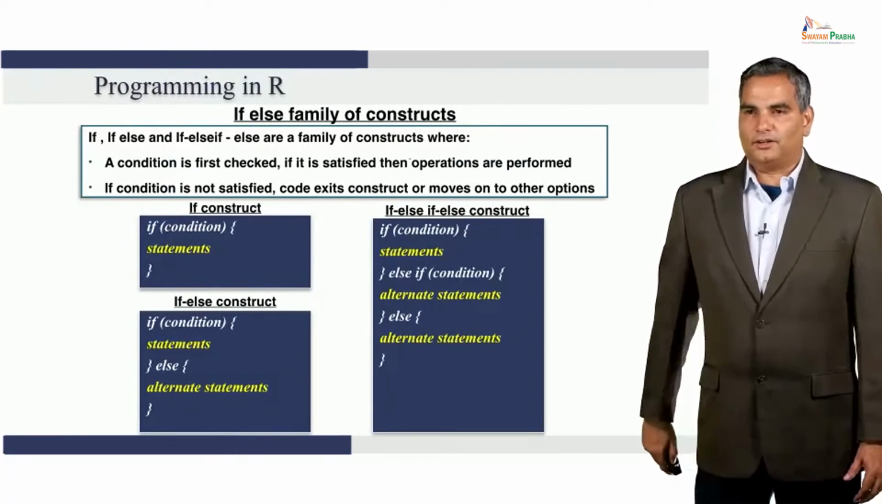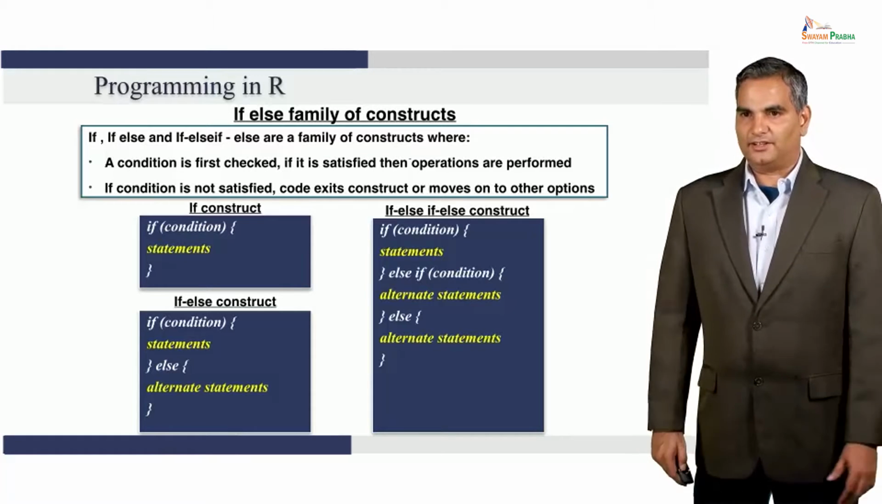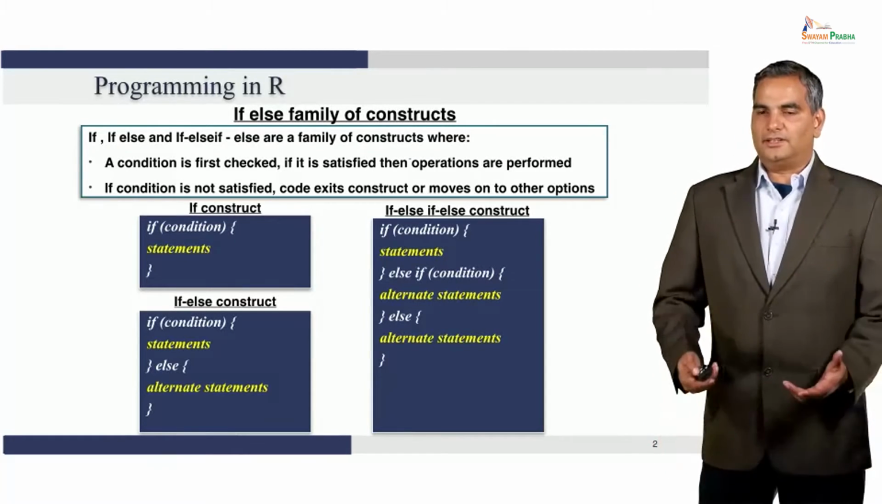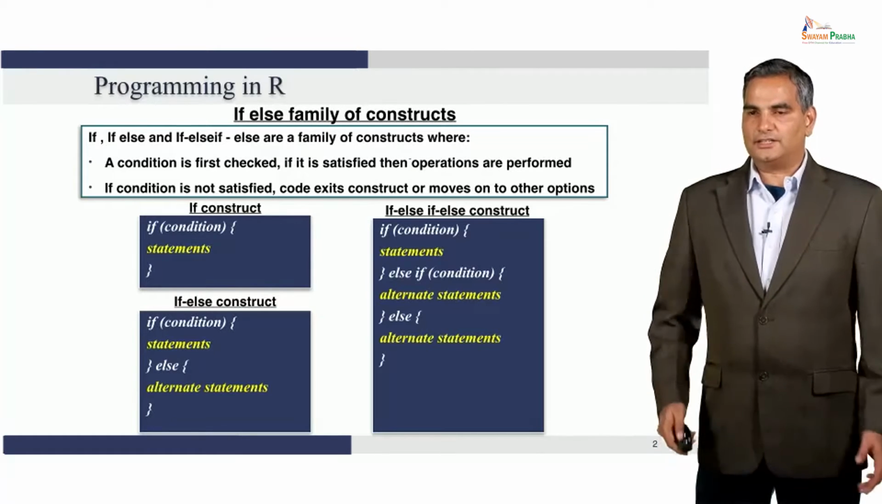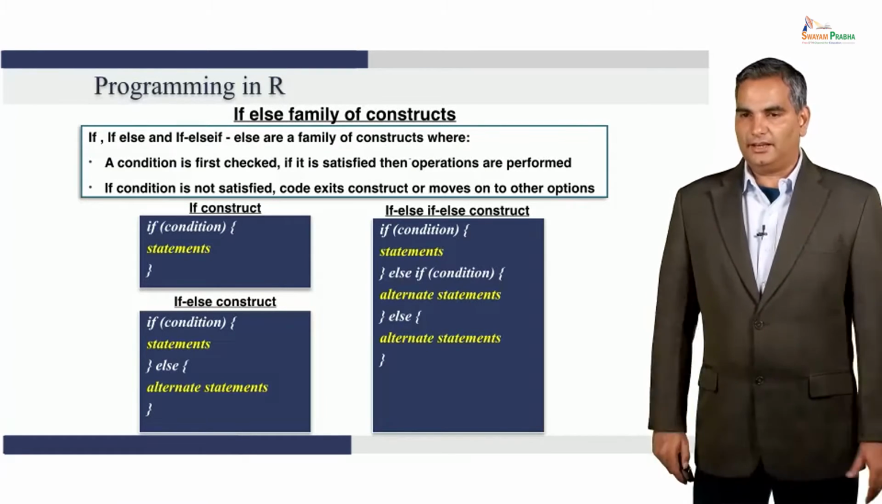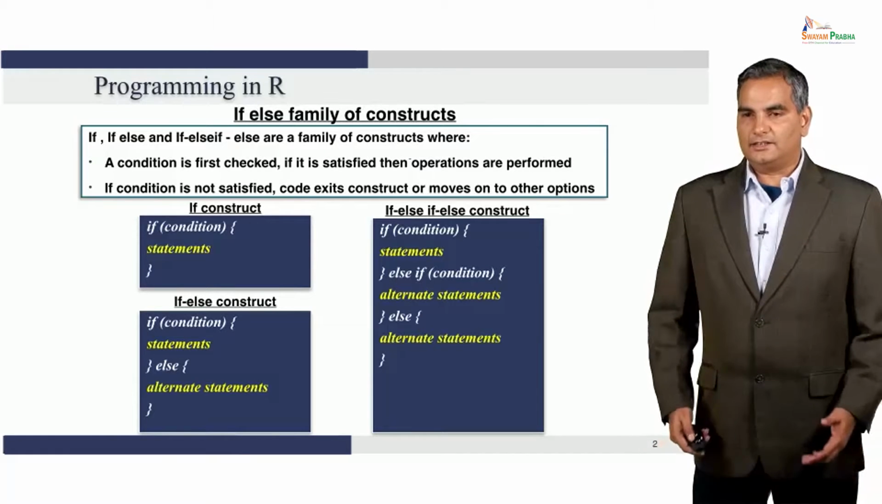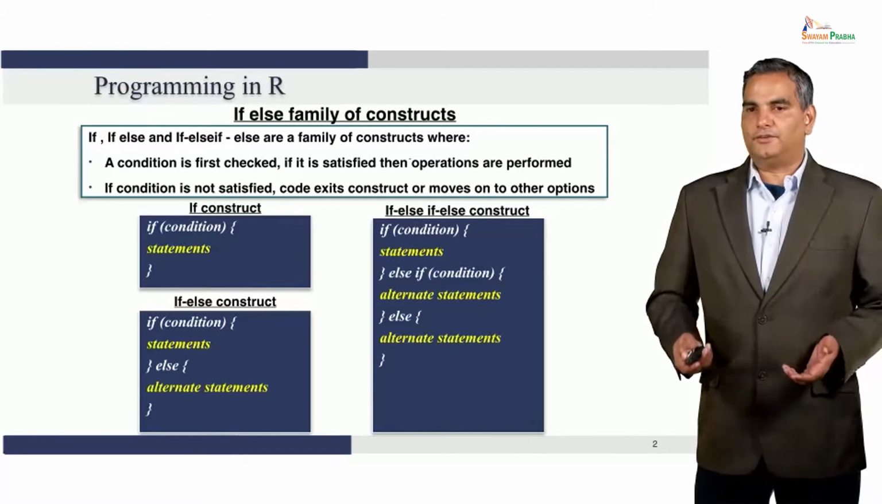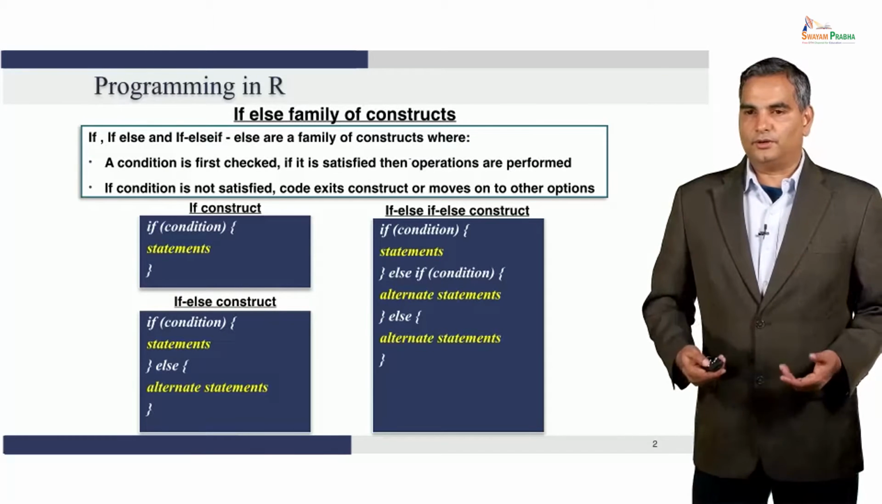The most important control structure is if-else family of constructs. This is something that we have all seen in other programming languages. The construct is very simple. If condition is true, then go through a set of statements. So if you had just if, then that condition is verified. If it's verified to be true, the statements are implemented. If it's verified to be false, then it comes out of the loop and goes on to the next line of the code.